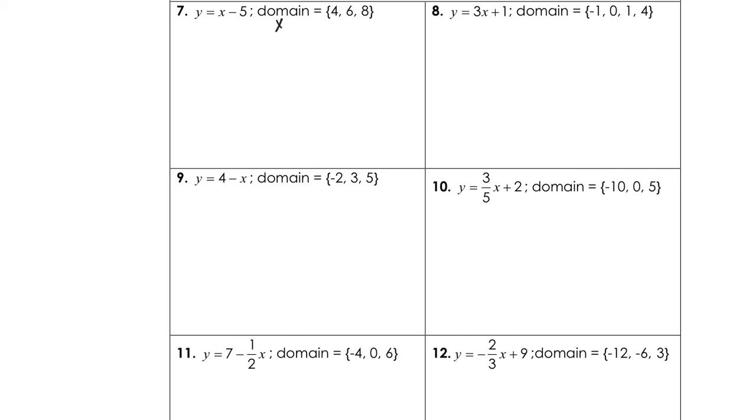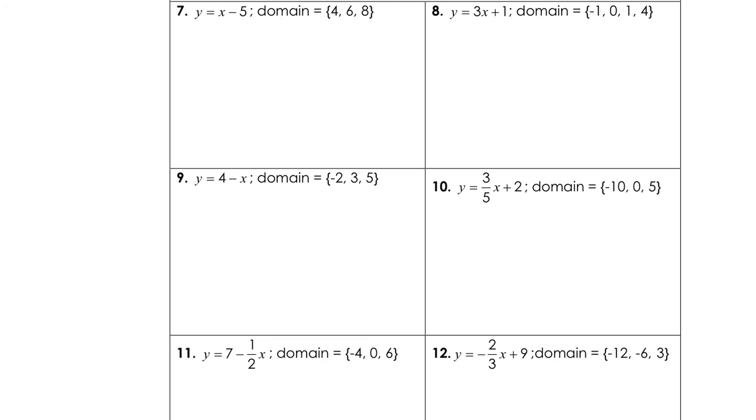Now remember that domain represents a set of x values. So if the domain represents a set of x values, what I'm saying to you is that this equation in number 7, y equals x minus 5, only exists at 4, 6, and 8. So I only want the numbers for 4, 6, and 8. So essentially for this one, I need to create the values of y that exist for an x value of 4, an x value of 6, and an x value of 8.